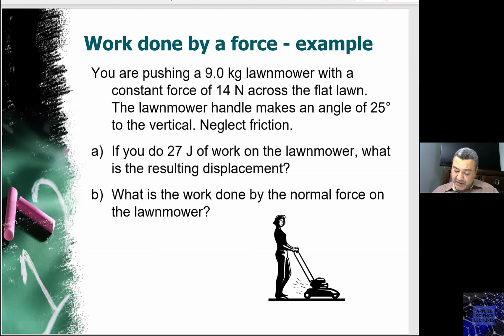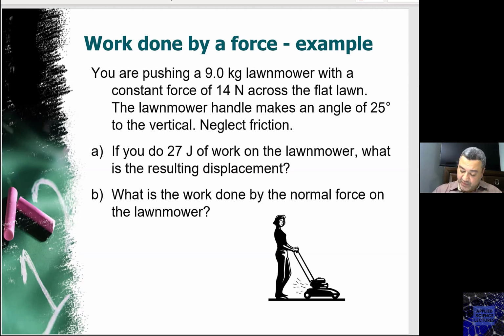Let's look at a few examples. If you are pushing a 9-kilogram lawnmower with a constant force of 14 Newton across the flat lawn, the lawnmower handle makes an angle of 25 degrees to the vertical. Neglect the friction. If you do 27 joules of work on the lawnmower, what is the resulting displacement? B, what is the work done by the normal force on the lawnmower?